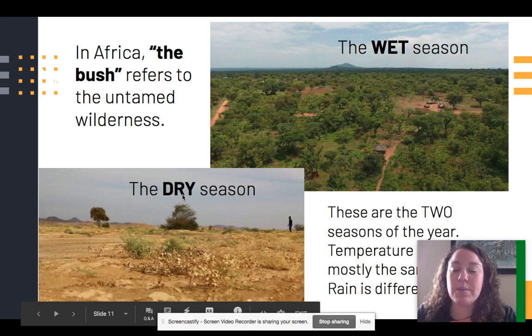It also mentions the wet and dry season. In many parts of Africa, especially along the equator, it's pretty much hot all year. But there are two seasons of the year. There's usually a wet season, as you can see on the top, where there's a lot of green. But then there's also the dry season for the other half of the year, where it's very, very dry, and you can imagine really, really hard to find water. So you can imagine that with all this gunfire, the thought of having to run into the bush must be really, really scary.